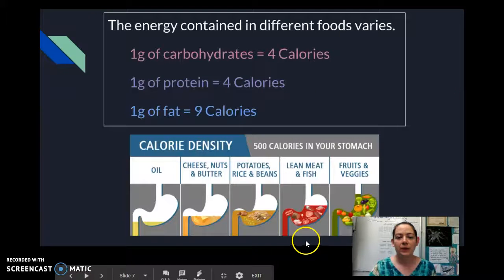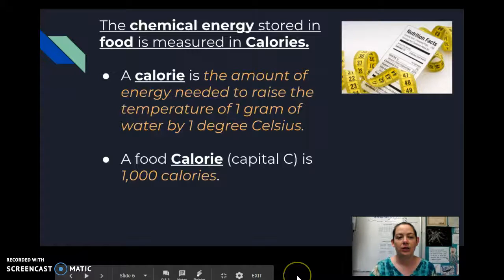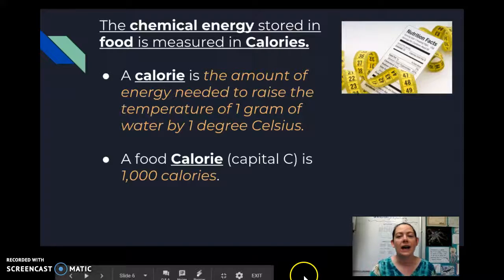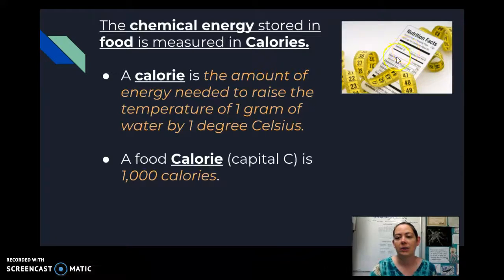So there's a special word for the way we measure the chemical energy stored in food, and that's with a unit called a calorie. If you've ever read your nutrition facts on a food label, you're probably familiar with calories. The technical definition of a calorie, you'll want to write this down, is the amount of energy needed to raise the temperature of 1 gram of water, that's just a little bit of water, by 1 degree Celsius. So that's just a small unit of heat, just enough to raise that little bit of water by 1 degree.